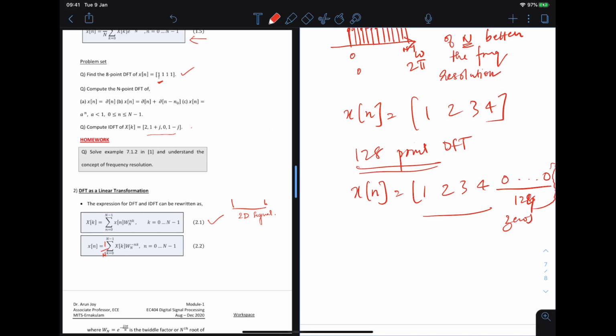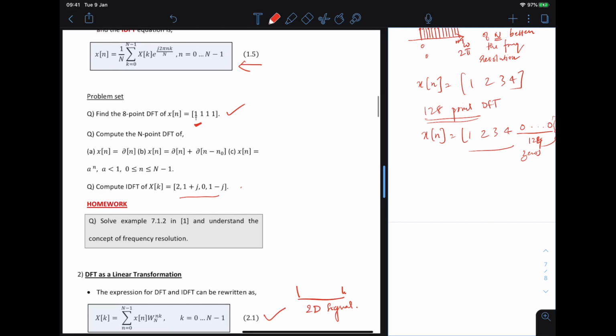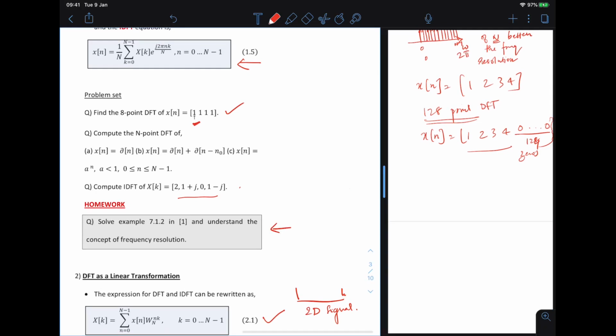So that is the concept of frequency resolution. The higher the value of N, the higher the frequency resolution. That means you are going to get a better estimate of the actual spectrum of the signal. That is the role of the capital N value. You will get a better picture by looking at the example given in the textbook, in this particular example. Just have a look at it and you'll get an idea of frequency resolution.